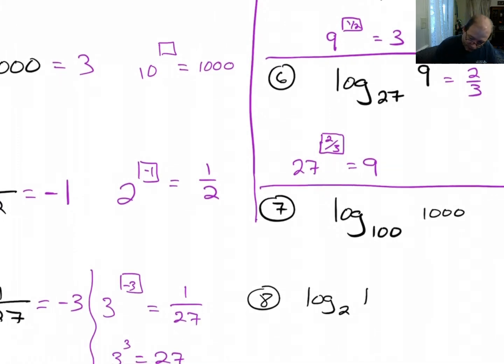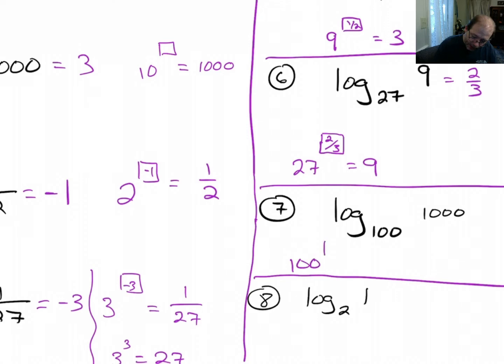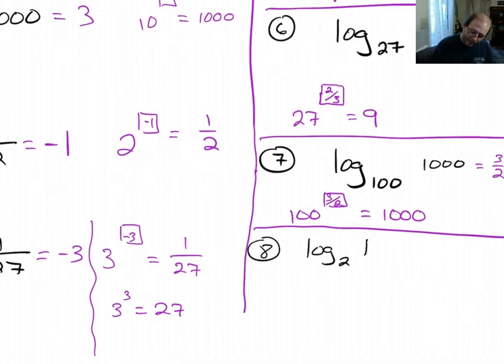All right. Similarly down here, 100 to what power gives you 1,000? Well, both of these are powers of 10. So if you take 100, you take its square root to get 10, and then you cube that to get 1,000. So this is going to give you 3/2. And then log base 2 of 1. We're asking 2 raised to what power gives you 1? 2 to the 0 gives you 1.